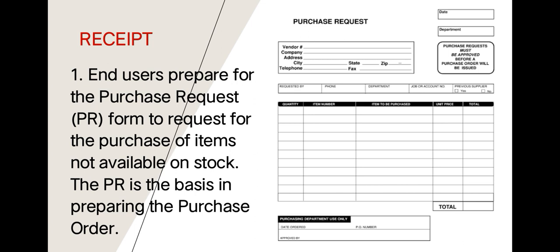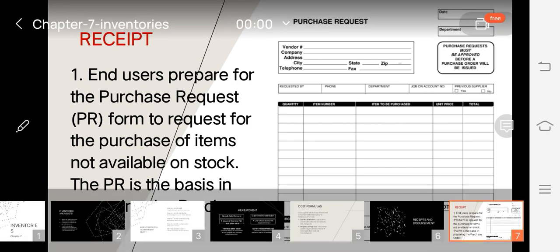So, purchase request, isa siyang document na naka-detailed lahat ng required items. So, ito po yung example ng purchase request. So, ayan, nakalagay lahat ng required items, kung ilan, kung sino yung supplier, yung price, and yung date kung kailan kailangan. So, once na-approve, it will become a purchase order. So, ang purchase request, isa po siyang unapproved purchase order.